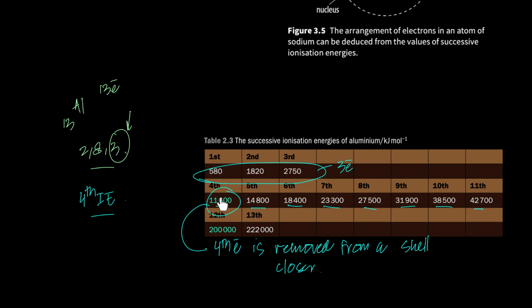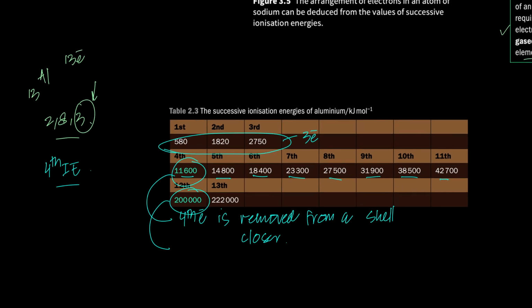So how many electrons have I removed? 1, 2, 3, 4, 5, 6, 7, 8. I removed the first 3 from here, and then the other 8 I removed from this shell right here. But now when I'm able to remove the 12th electron, it requires 2 lakh kilojoule per mole energy. Remember, ionization energy is kilojoule per mole. So the 12th electron is being removed from a shell closer to the nucleus. It's being removed from the innermost shell. That's why it has 2 lakh kilojoule per mole ionization energy.